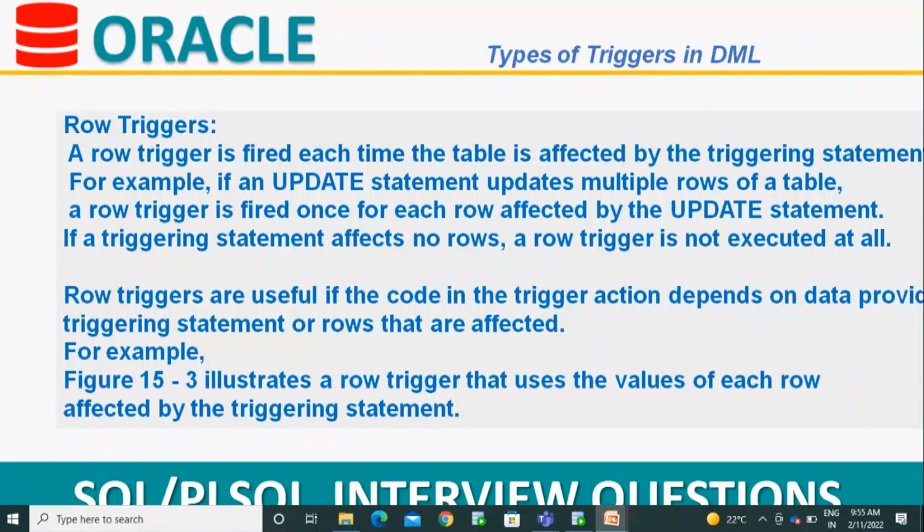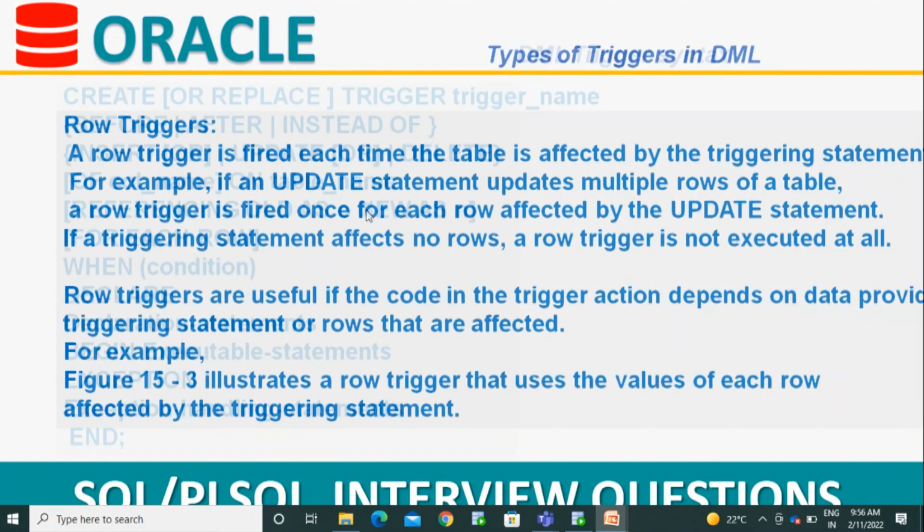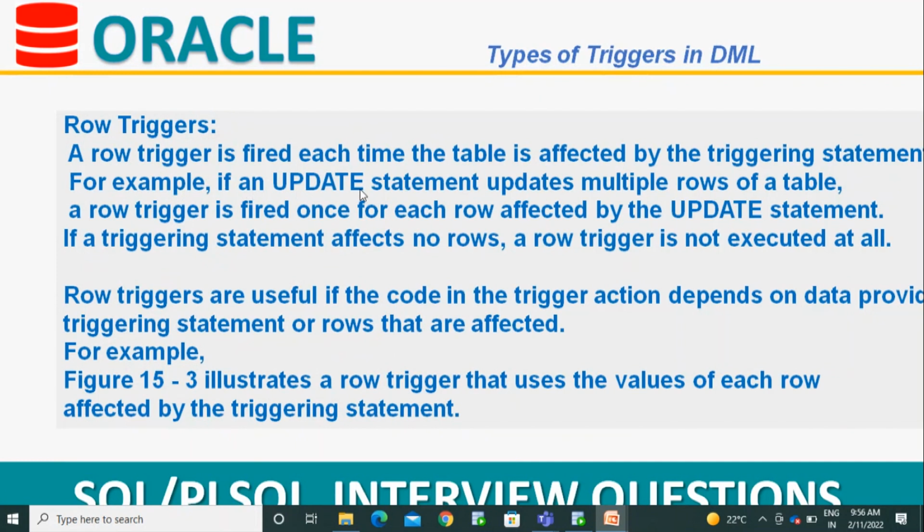Okay, types of triggers in DML. We have two types of triggers, row level trigger and statement level trigger. A row trigger is fired each time the table is affected by the triggering statement. For example, if an update statement updates multiple rows of a table, a row trigger is fired once for each row affected by the update statement. So you are updating some table, update EMP set salary equal to 500 or 1000 rupees. If the table has 14 records, that row level trigger will fire 14 times.